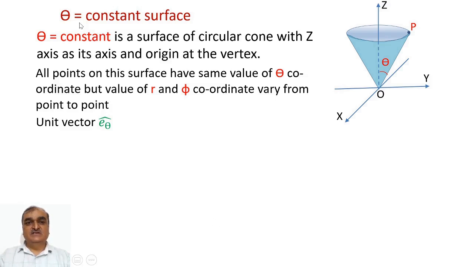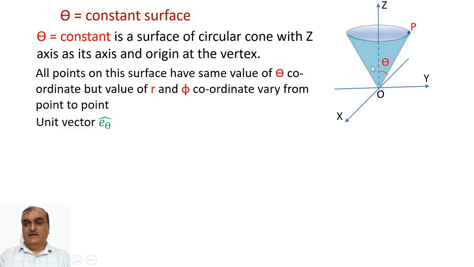Then the second surface, the theta constant surface. This theta constant surface is the surface of a circular cone, with the z-axis as its axis and the origin at the vertex. As shown in the figure, this is the conical surface with its vertex at the origin, and the axis of this cone is along the z-axis.